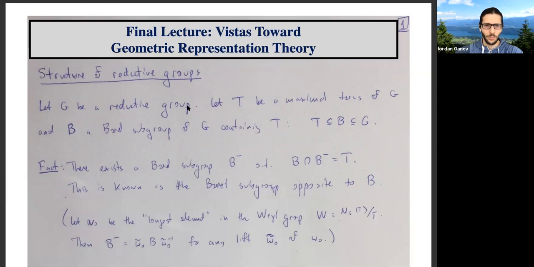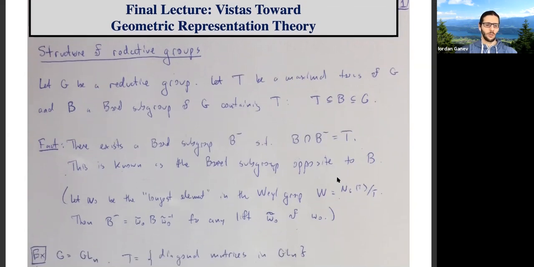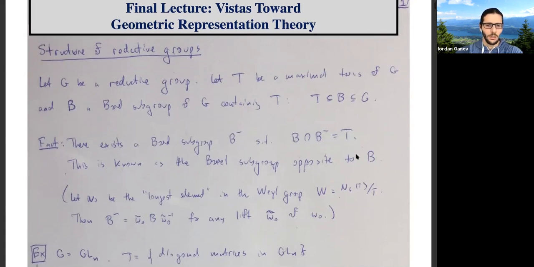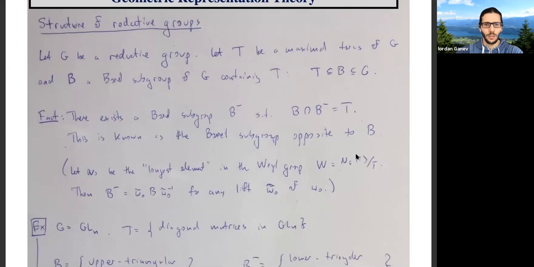I want to go back to a point that I made in the very first lecture. So let G be a reductive group. Then we saw that we can choose a maximal torus inside of G. And we can also choose a Borel subgroup of G that contains this maximal torus. So T is contained in B and B is contained in G. One thing to note is that there's always an opposite Borel subgroup that intersects the original Borel subgroup only in the torus. So they share T as a maximal torus, but they don't share anything else. There's several ways to think about this opposite Borel subgroup.